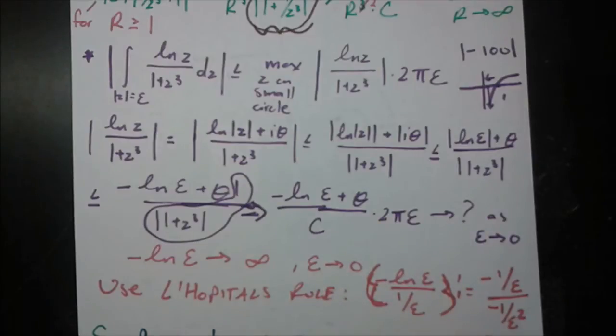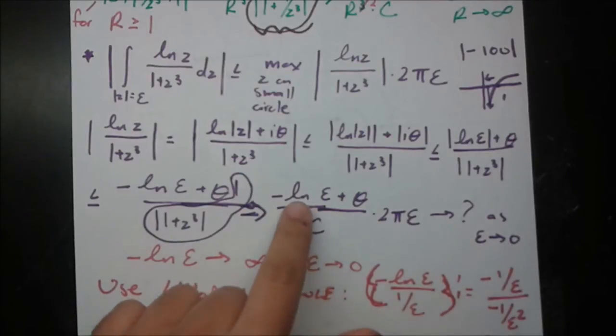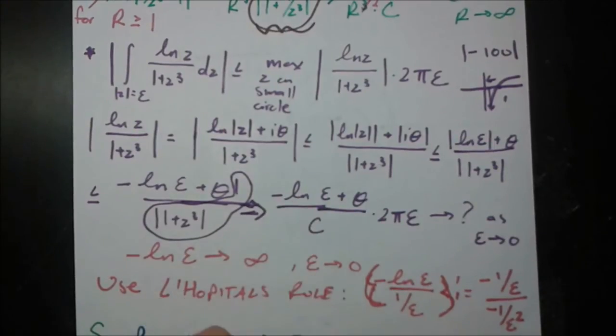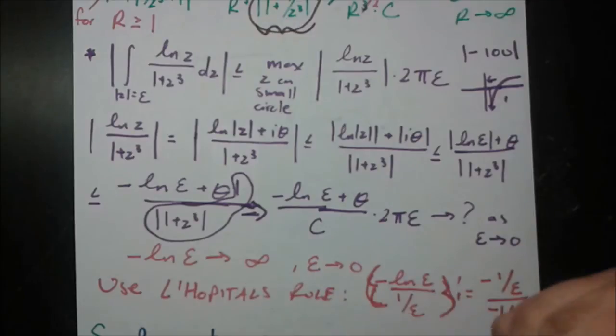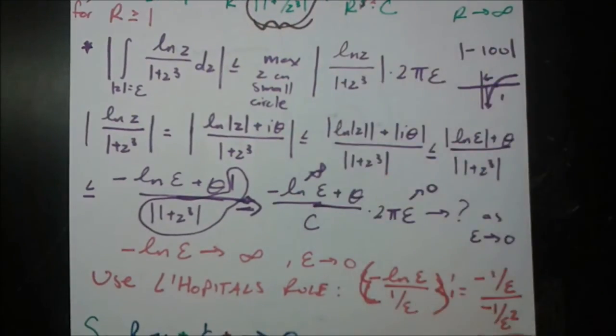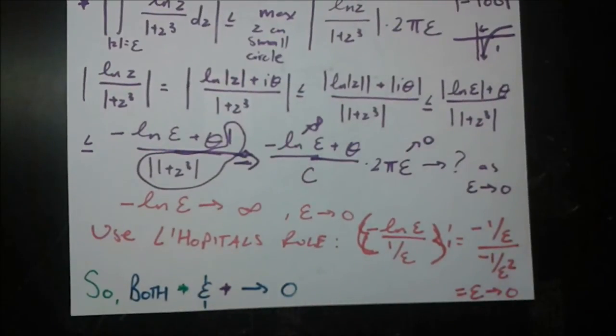The reason it's ambiguous is because as epsilon approaches 0, natural log epsilon goes to negative infinity, or really the modulus goes to infinity, right? But as epsilon approaches 0, epsilon itself goes to 0. So this approaches 0, but this approaches infinity, and infinity times 0 is an indeterminate form. So we need to use L'Hopital's rule on this one.